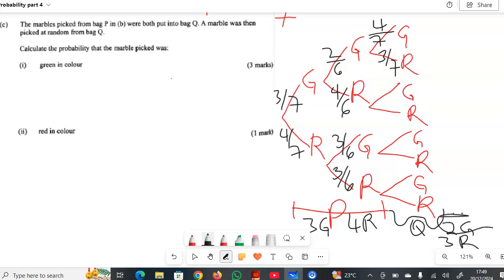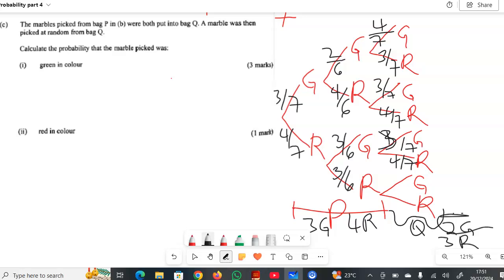Then in any case we had picked 1 green and then 1 red from P. Our Q is going to add, 2 green will be 3, now 3 will be 4. So picking a green will be now 3 out of 7. And then it's going to be 4 out of 7. So if we have picked red and then green from the bag P, a green will be 3 out of 7, and the red will be 4 out of 7.